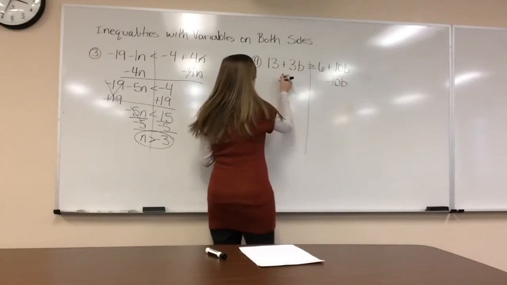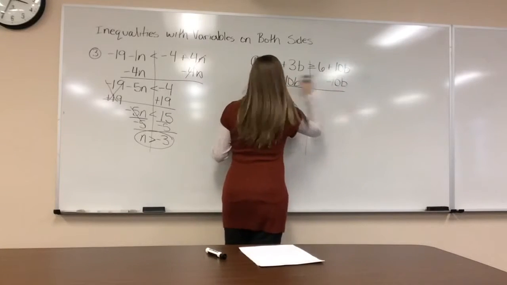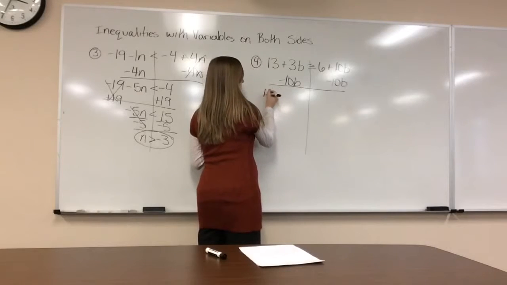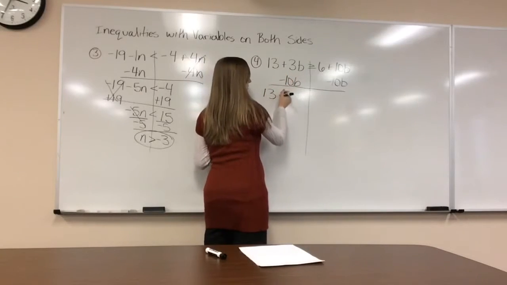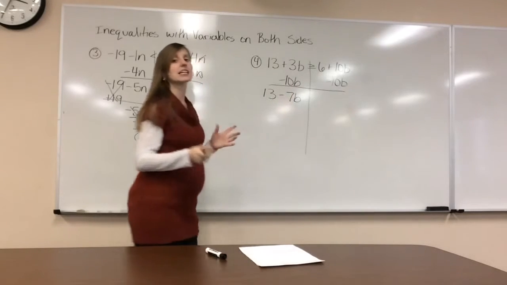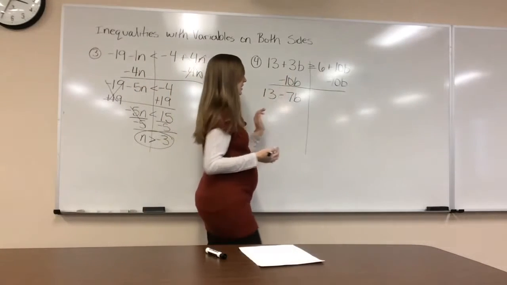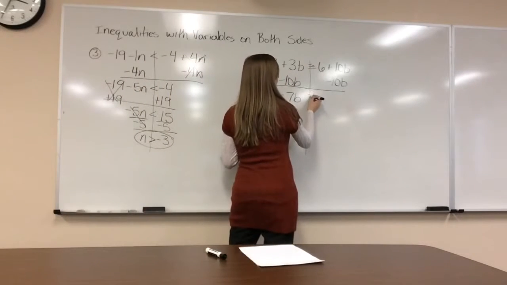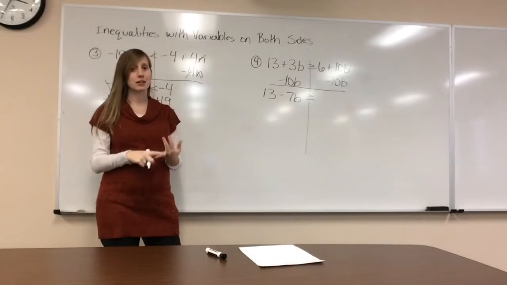Subtract it here, subtract it here. So my 13 just drops down. 3 minus 10 is negative 7b. Signs are different, so subtract, keep the sign of the bigger number. So I keep the sign of my 10, which is negative. My inequality sign stays the same because I have not multiplied or divided by a negative number.